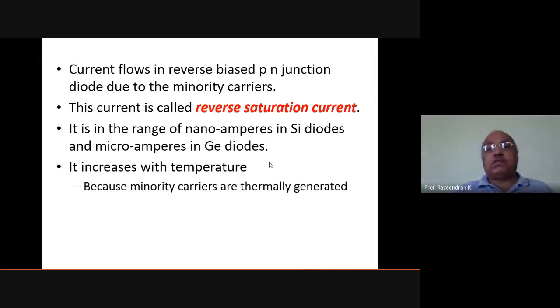So with these portions and topics, I conclude the PN junction diode and its forward biasing and reverse biasing.